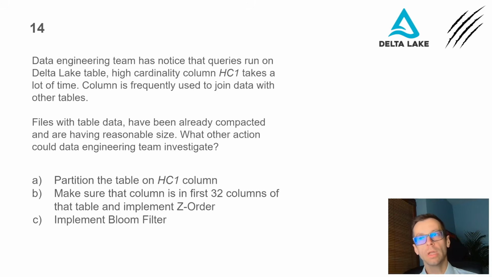Partition the table? Well, no, because partitioning is good for the low cardinality column, if at all. Making sure that the column is in the first 32 columns of the table and implement the Z-order, or implement a Bloom filter. So we were saying that the typical optimization approach for the high cardinality column, for columns which are used in join, is frequently a Z-order. Bloom filter is for extremely high cardinality, typically text columns, and it really shines if we implement it for the columns which are outside of those 32 columns which are included in the delta log. So the correct answer is B.